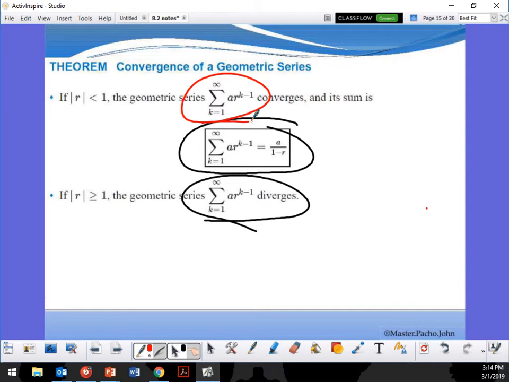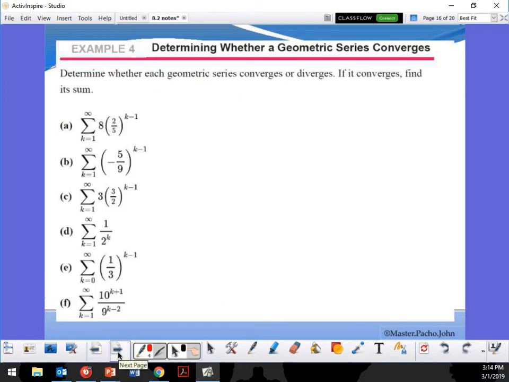All right, so if the absolute value of R is less than 1, then the geometric series converges, and its sum is going to be equal to A over 1 minus R, whatever my R is. And if it's greater than or equal to 1, the geometric series is going to diverge. It's going to be divergent. Okay, so now we're going to go through and do some of the math here.